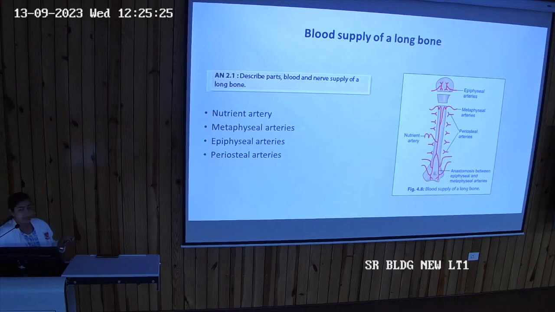Then you have the epiphyseal artery. This epiphyseal artery gets its supply from branches coming from the anastomosis between the epiphyseal and the metaphyseal artery.